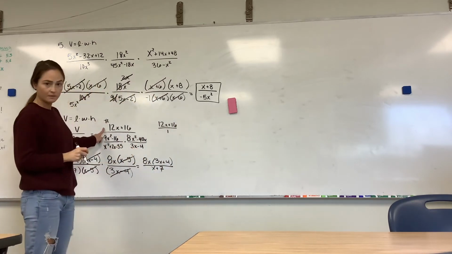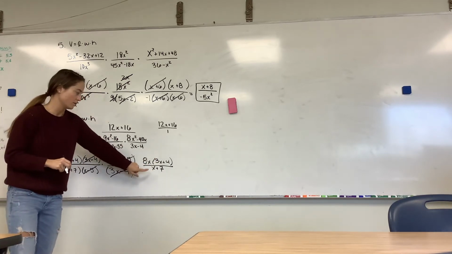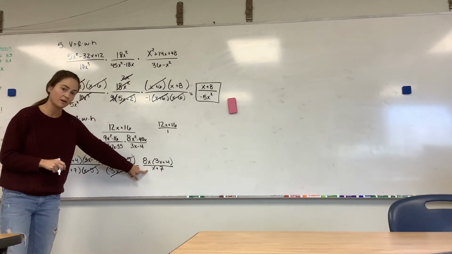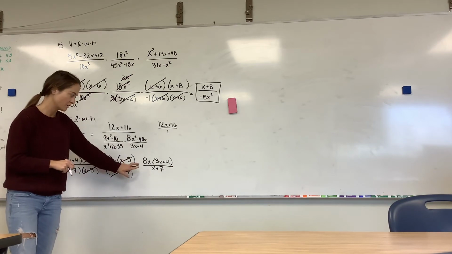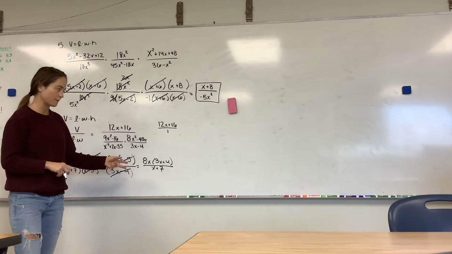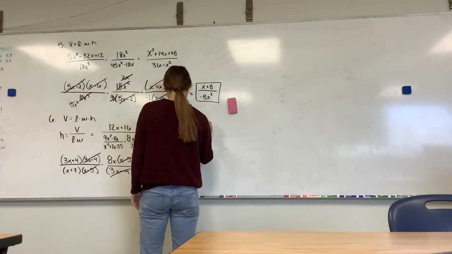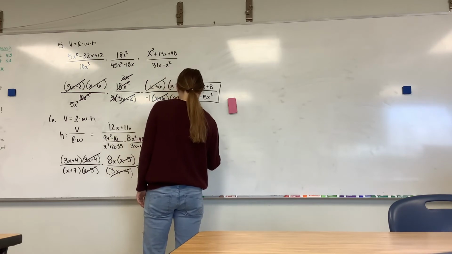Right, because anything divided by 1 doesn't change it. And now I have this single rational expression as a fraction, so this is now a complex fraction. To get rid of it in the denominator, because that's what this is, I need to multiply by the reciprocal. So I'm going to multiply this by x plus 7 all over 8x times 3x plus 4.